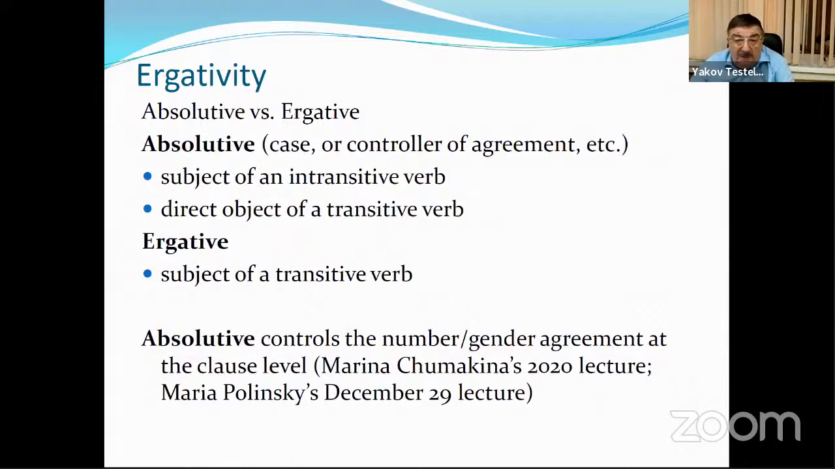So this is the phenomenon of ergativity, which distinguishes between absolutive and ergative forms. Absolutive, which may be a case, a controller of agreement or whatever, is something that marks the subject of an intransitive verb and the direct object of a transitive verb. Ergative is something which marks the subject of a transitive verb. In the East Caucasian languages, absolutive controls the number gender agreement at the clause level, which we have seen in the verb. See Marina Chumakina's lecture last year, or Maria Polinsky's forthcoming lecture on December 29 about that.